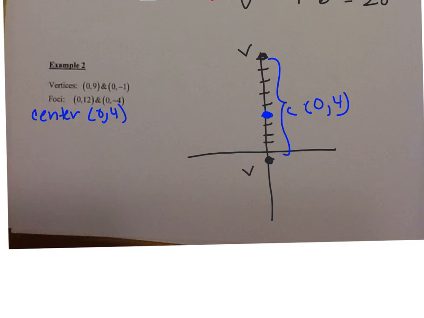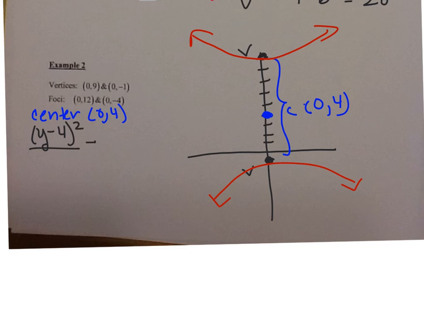All right, so now I have to figure out how this opens. This is going to open this way. Right, it's crossing the y-axis, so that means my y has to come first. And my a goes underneath my y. So it's going to be (y minus 4) squared over something minus (x minus 0), it's just going to be x squared over something equals 1. All right, so now let's get our a. So remember, a is going from center to vertex. So this is a length of 1, 2, 3, 4, 5. So a is equal to 5. So therefore this is going to be 25 right underneath the y.